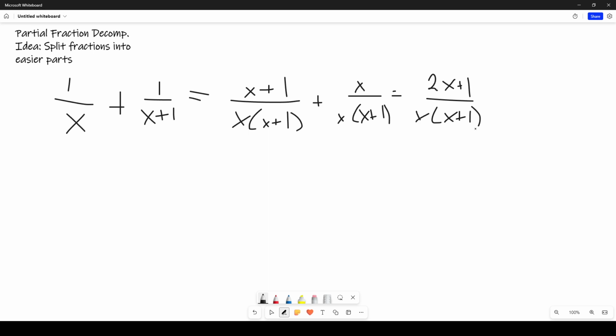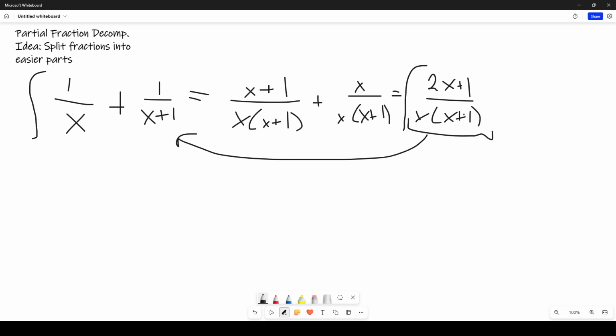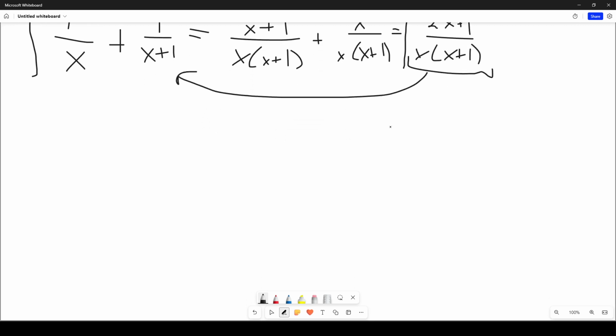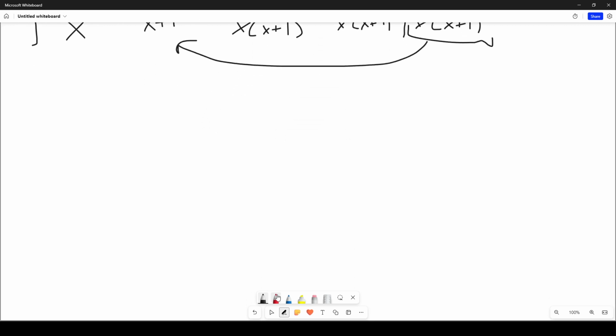Now the question is, if we had something like this, could we get back to here? Because when it comes to calculus, doing the integral of this is much easier than doing the integral of this. It actually ends up working out nicely in this case, but there are cases that you'll see where it's much harder. So let's look at a quick example.